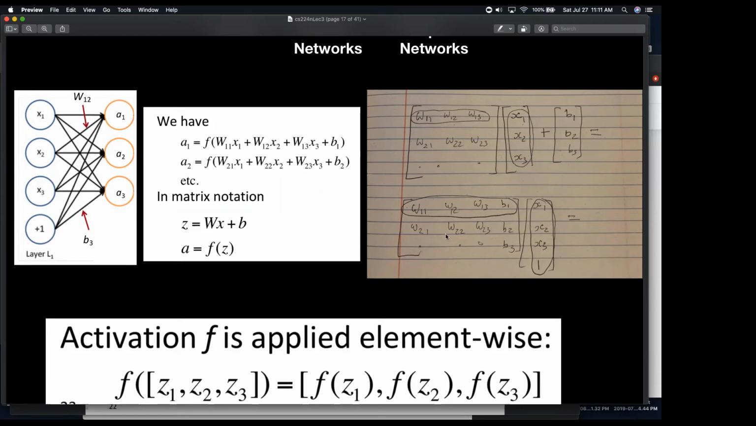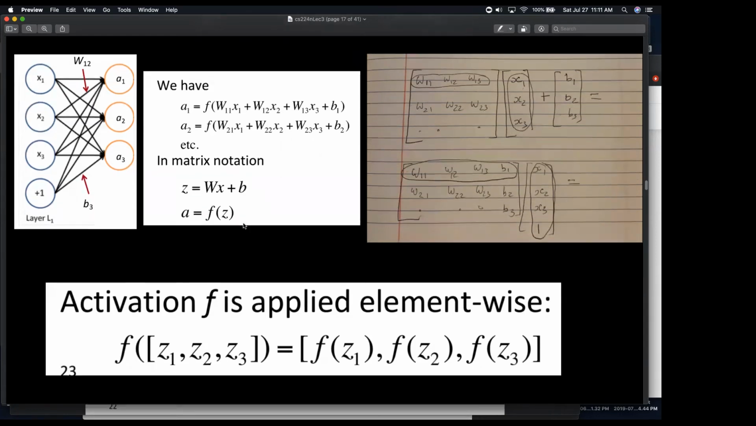Does this make sense? This is just, yeah, I think pretty straightforward, the matrix notation and applying an activation function here.